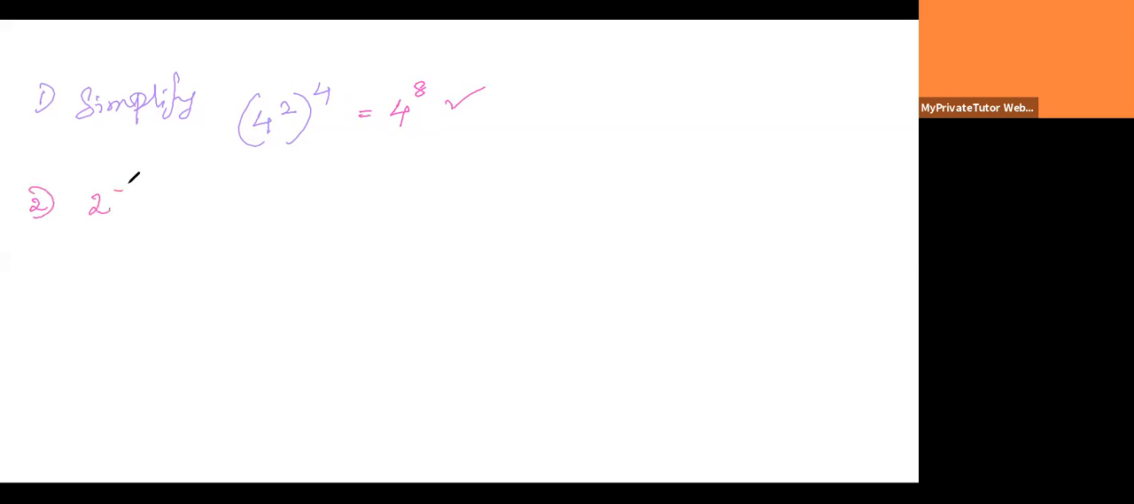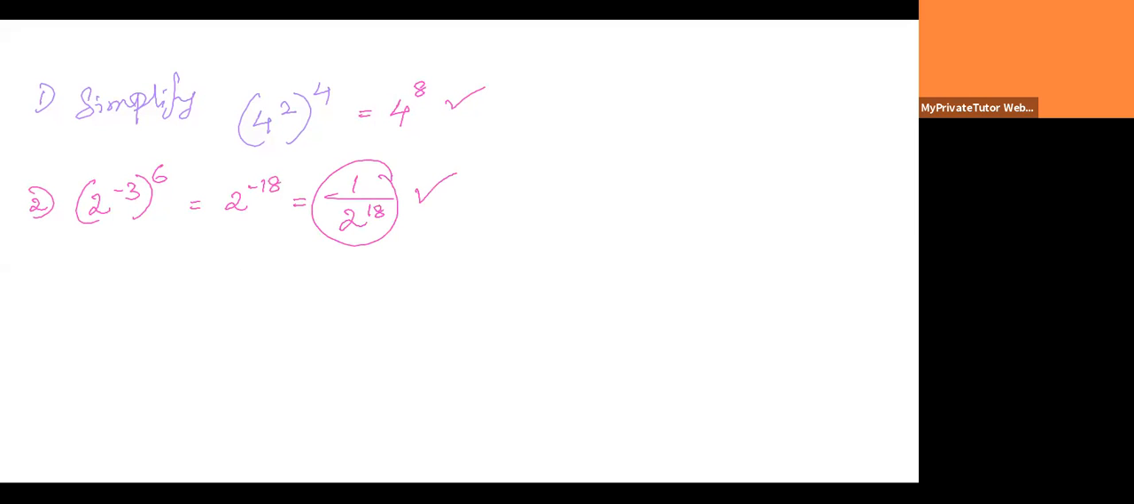2 power minus 3 whole power 6. So how do you simplify this? Are you going to convert this into the positive exponent first? No. First, we are going to multiply. Okay. So which is 2 power minus 3 times 6, which is minus 18, right? And then you're going to convert to 1 over 2 power 18. That's it. That's the answer. Hope you guys understand that.